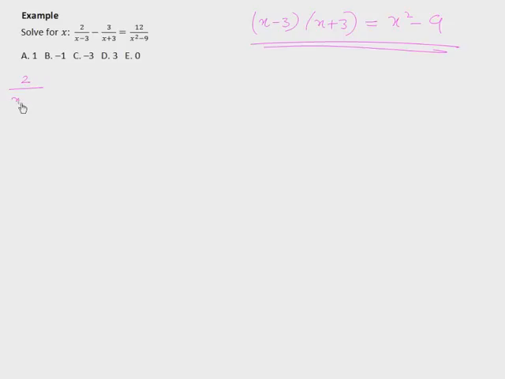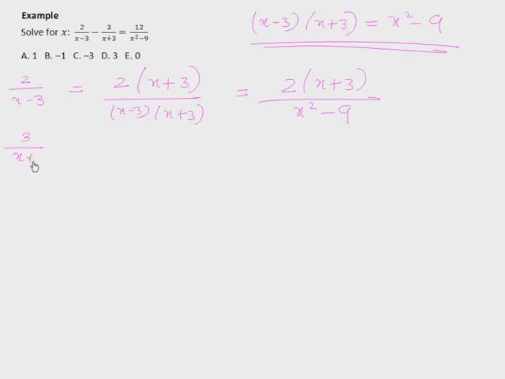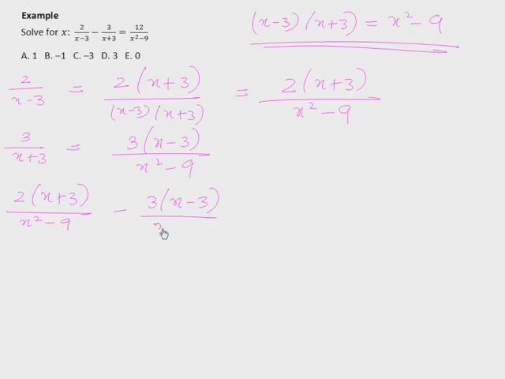So 2 over x minus 3 can be written as 2 into x plus 3 over x minus 3 into x plus 3, which is 2 into x plus 3 over x square minus 9. Similarly, 3 over x plus 3 can be written as 3 into x minus 3 over x square minus 9. I'll leave the steps to you. So the left hand side becomes 2 into x plus 3 over x square minus 9 minus 3 into x minus 3 over x square minus 9. And the right hand side stays 12 over x square minus 9.